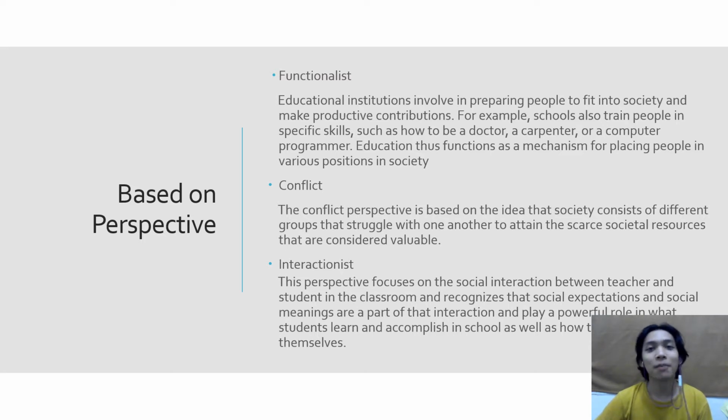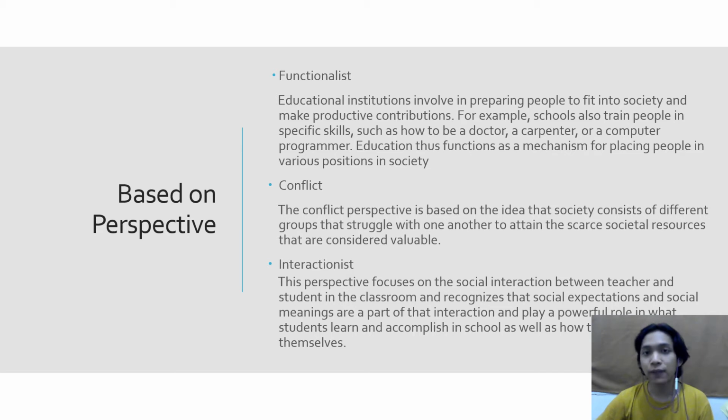Then, let's talk about the definition based on some perspectives. From the functionalist perspective, educational institutions are involved in preparing people to fit into society and make productive contributions. For example, schools also train people in specific skills, such as how to be a doctor, a carpenter, or a computer programmer. Education thus functions as a mechanism for placing people in various positions in society.